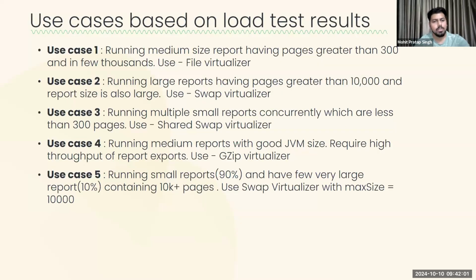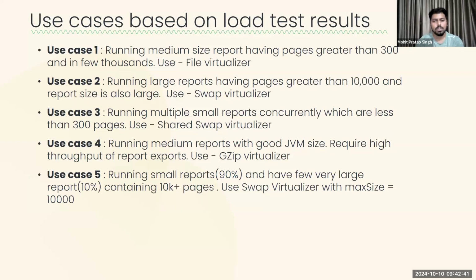Based on the scenarios that I've talked about, I have listed down 5 use cases. These are the scenarios where customers can ask us how many reports there are and which virtualizer we have to configure. Use case one talks about medium-sized reports having pages greater than 300, up to a few thousand. In this case, if the concurrency is not very high, you can use the normal default file virtualizer. If you go into larger reports, the swap file virtualizer will be better. In this case, it will perform better.